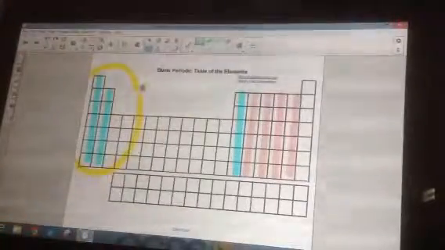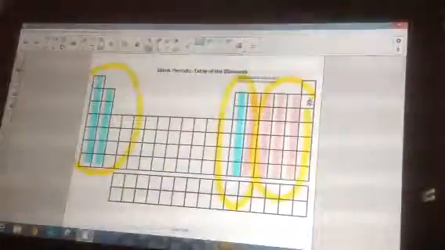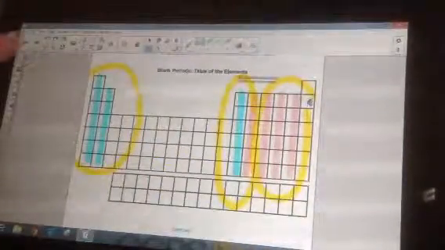So that's going to include these two columns over here that I've highlighted in blue, one over here that I've highlighted in blue, and these three over here that I've highlighted in pink. Now the reason I've highlighted them in blue and pink will come to light later, but right now those are the main categories that we're going to talk about.